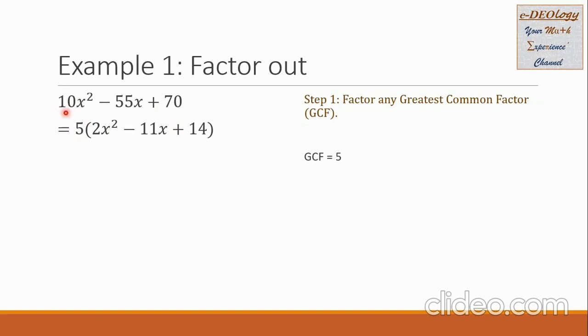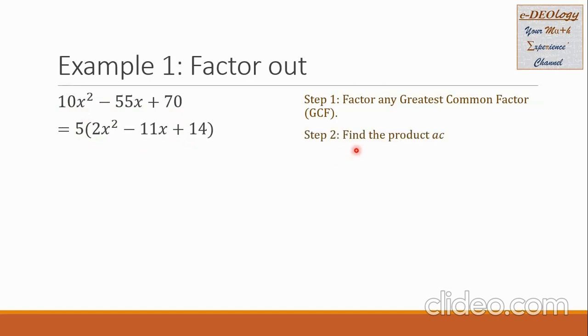So what remains in the first term will be 2x squared. For the second term, now becomes negative 11x. And the third term, 70, will become 14.